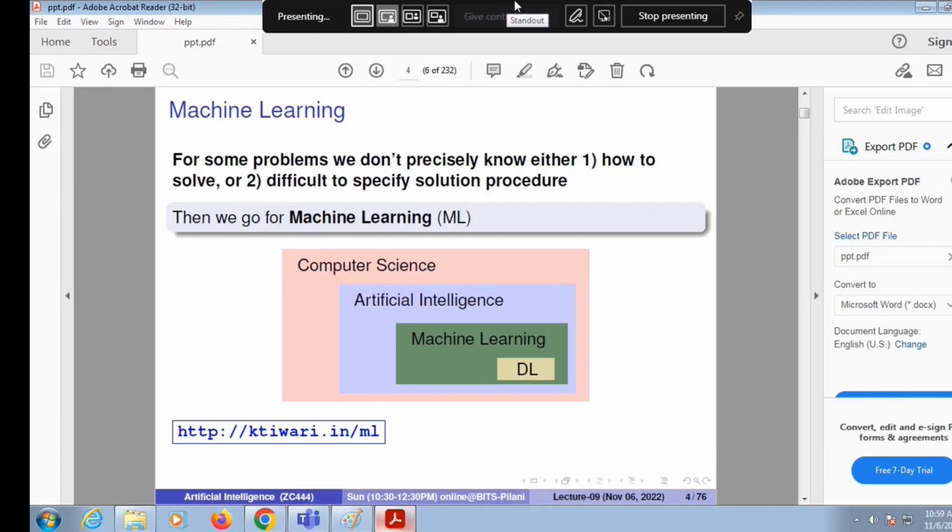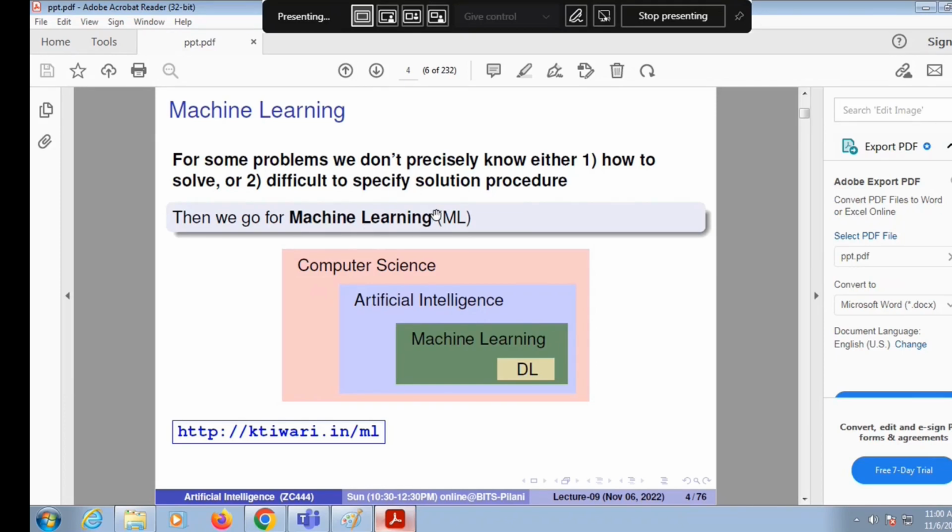So what is machine learning? Sometimes you have a problem for which you don't precisely know how to solve it, or it is very difficult to specify the solution procedure. For example, when you see me, you are able to identify that this is your faculty. How do you do that? Can you tell me how your brain is working to give you the information that this is your professor, this is your friend, this is your boss? How is the processing done? You are able to do that, but you are not able to specify it. For these kinds of problems, where you are not able to specify the solution, you go for machine learning.